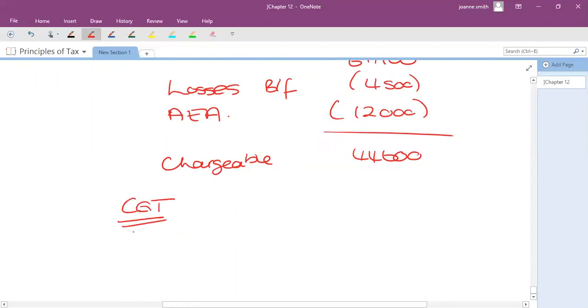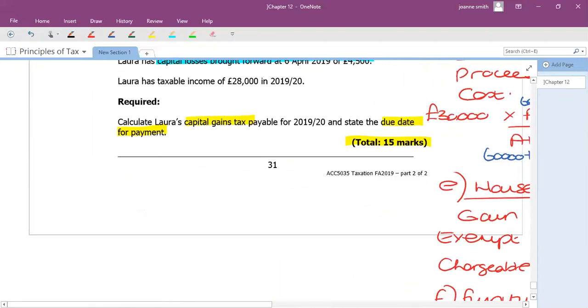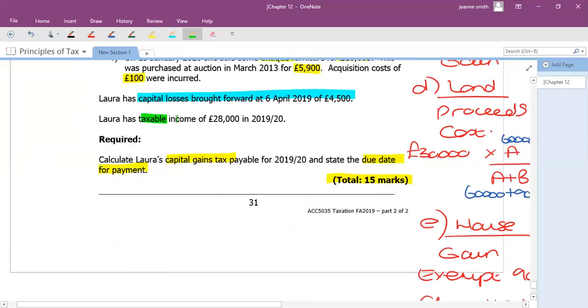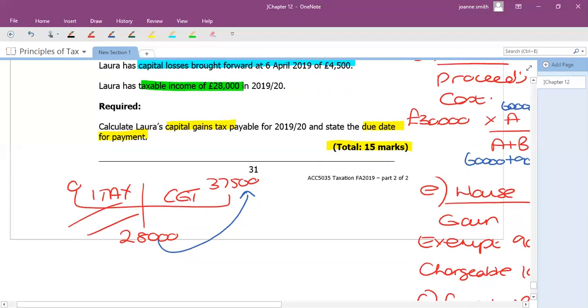Okay, right, what rate of tax do we pay then? So let's have a little look. It says Laura has got taxable income of 28,000, so that means after personal allowances. So think about that band again, 37.5. She's used 28,000 of it for income tax. That bit has gone. So whatever's left, she's allowed to use for capital gains tax. So she actually has 9,500 left.